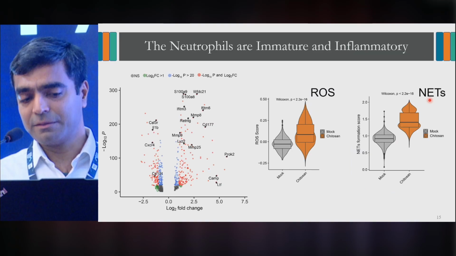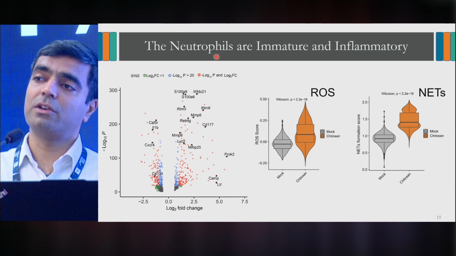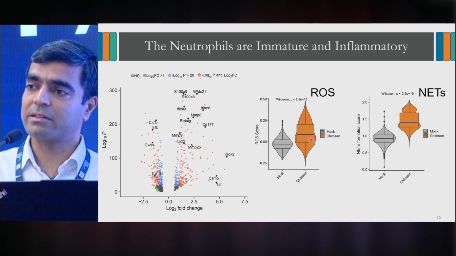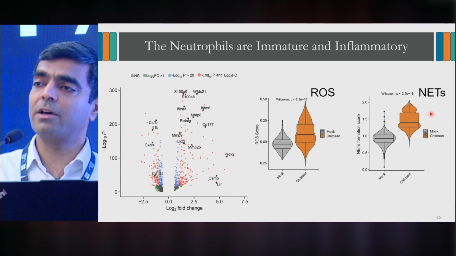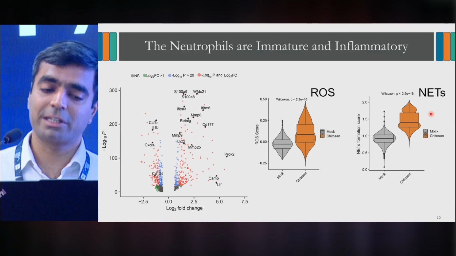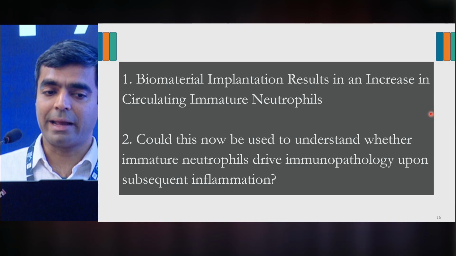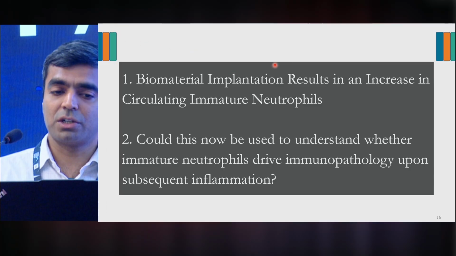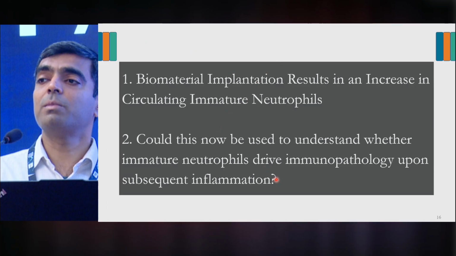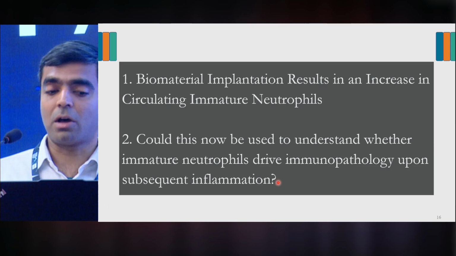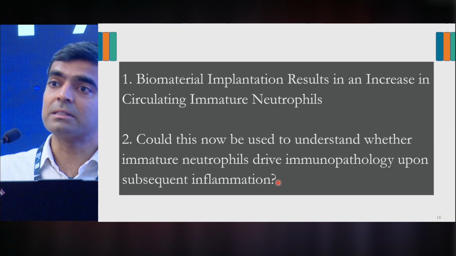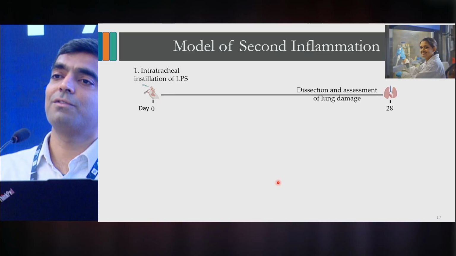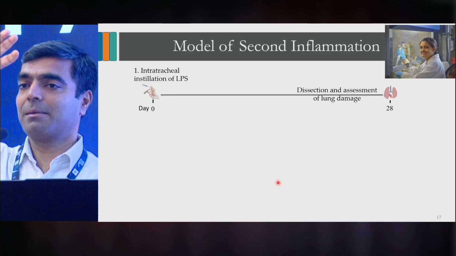Right? We confirmed this with only looking at the neutrophils in the single cell RNA sequencing, and the neutrophils definitely show a higher ROS production capacity, higher neutrophil extracellular trap production capacity. Right, so we have a model now, basically a biomaterial implantation model that results in increased circulation of immature neutrophils. Now, could this be used to understand the increased immunopathology that we observe in diabetic animals and potentially in patients? Right? So we again went to the second model. So the first inflammation is the biomaterial implant.